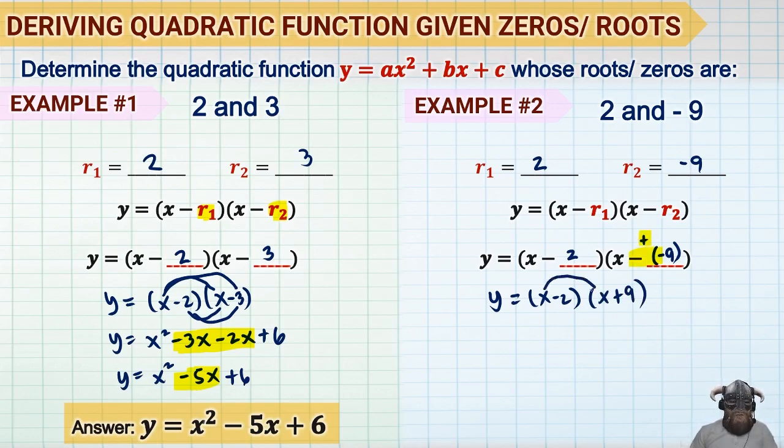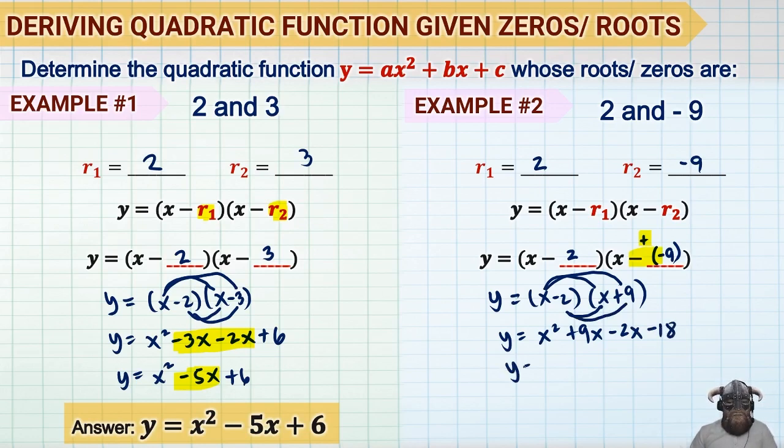So, x times x. Let's write this first, y is equal to x times x is x squared. Then, x times positive 9 is plus 9x. Then, negative 2 times x will be negative 2x. Then, negative 2 times 9 is negative 18.